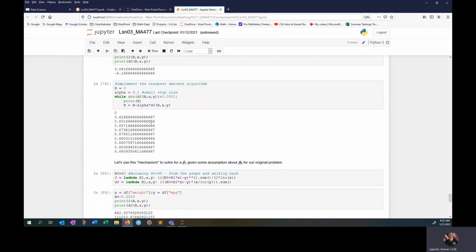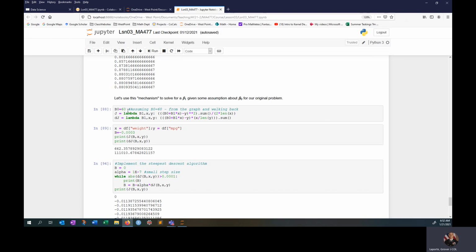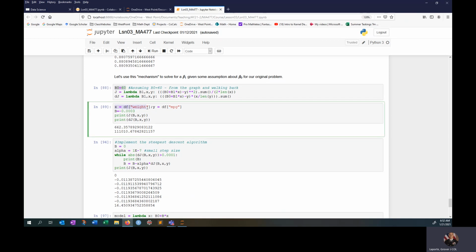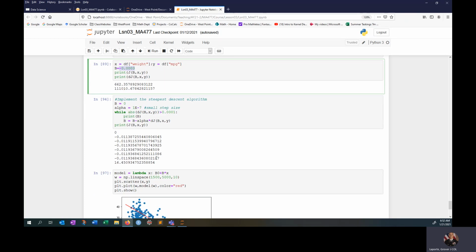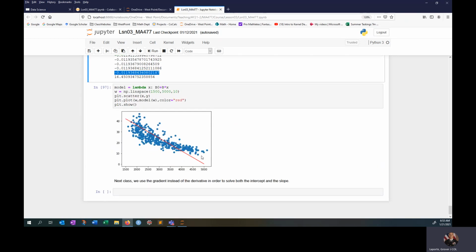And then what we do in this notebook is I just assumed that beta 0 is equal to 60. I don't know what the right answer is. We're going to do that later on, but we're going to assume some value for beta 0, and then we're going to solve for the best beta 1 for that beta 0. And then here you see that I assigned X equals the weight, Y is equal to MPG, and then assigned some arbitrary value for beta, and then we printed that. Just testing the cost to make sure that it's still working, and then we implement the steepest descent, and you can see that right there is the value for beta 1, and then we plot it.